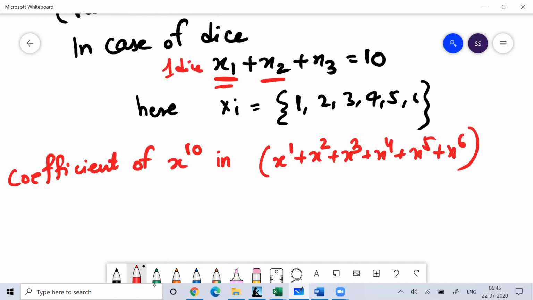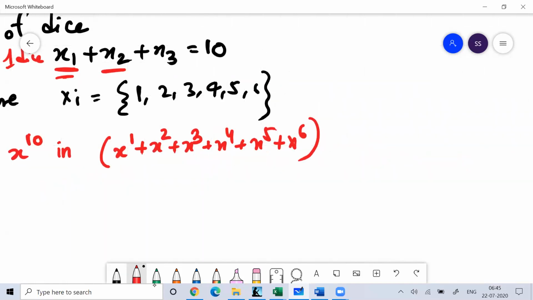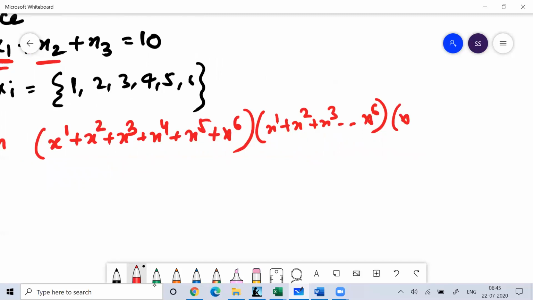So this is the set of all possible outcomes on one die. Similarly, on the second die you'll get the same answer, and for the third die also. If I ask you all together for 3 dice, the set of all possible outcomes would be x to the power 1 plus x squared plus x cubed, till x to the power 6.